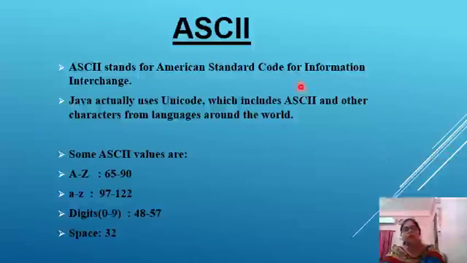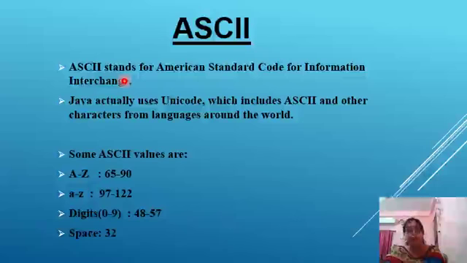Now we have gone through what Unicode is. Now we will understand what ASCII code is. ASCII code stands for American Standard Code for Information Interchange. Java actually uses Unicode, which also includes ASCII code and other characters from languages around the world.